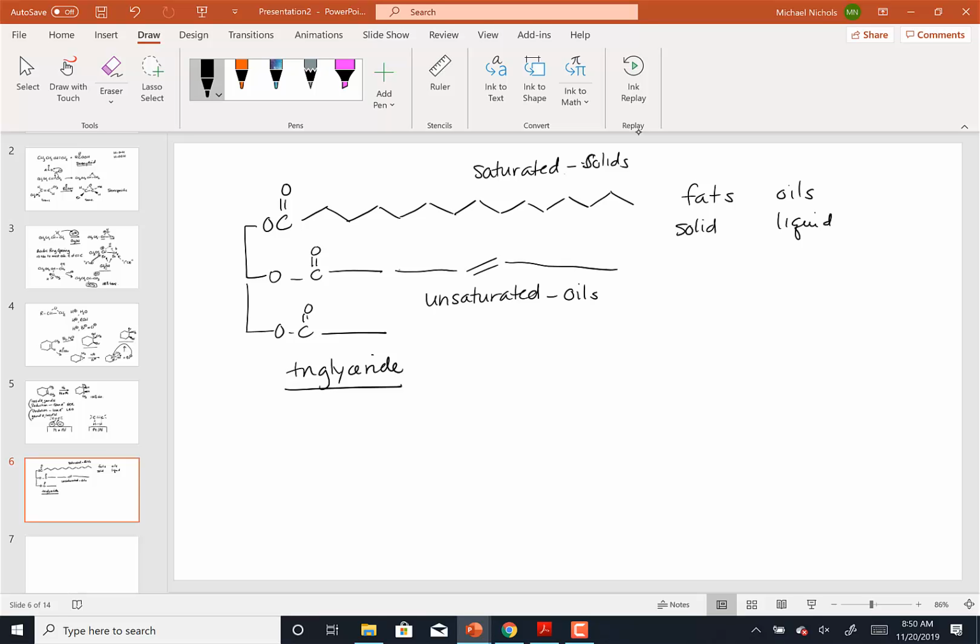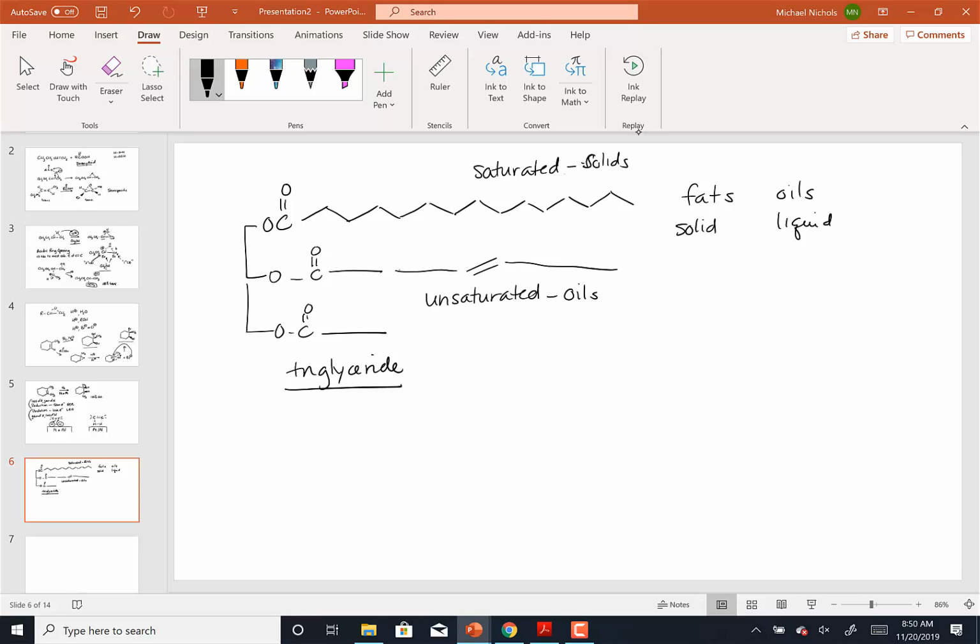Well, there are a number of things you can do with fats and oils. You can make soaps out of them, which we'll talk about next semester. Or you can actually convert a liquid oil into a solid fat.